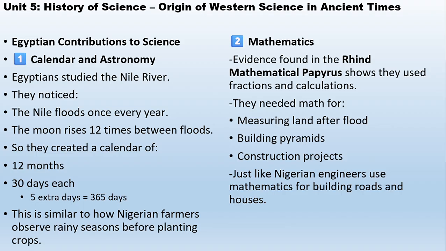Alright. So coming back to the calendar now. They were able to study the River Nile, and they noticed that the River Nile floods once every year. Within this year, they noticed that the moon rises 12 times between the floods. So that was how they were able to create 12 months of the calendar, then 30 days each, which means 1 month is 30 days. Then they gave it an extra 5 days to make the calculation 365 days.